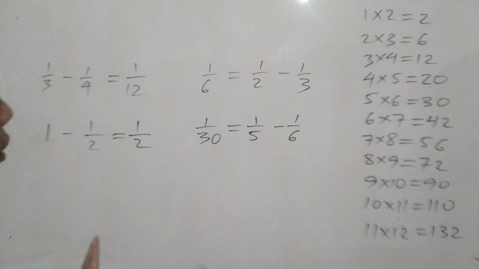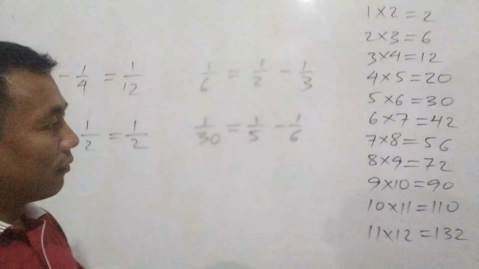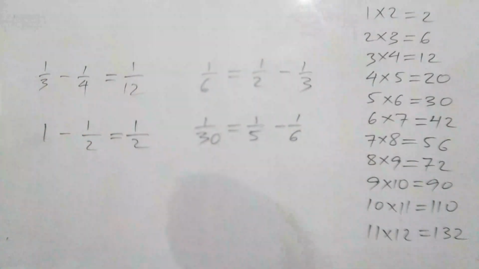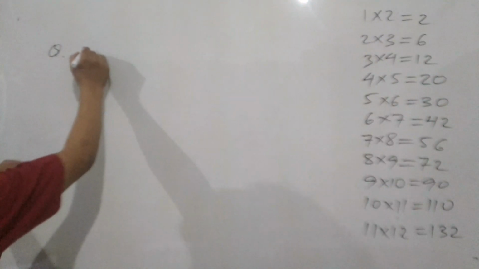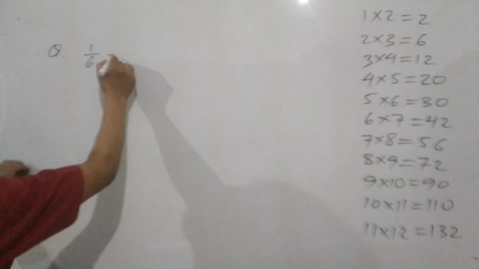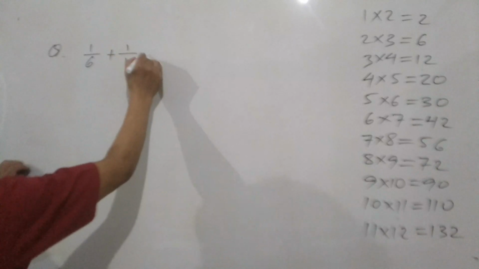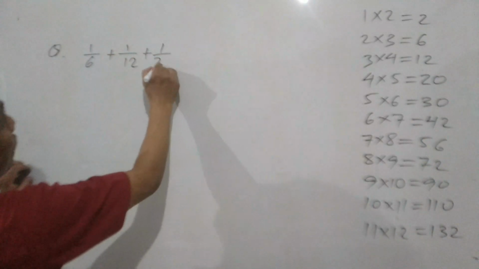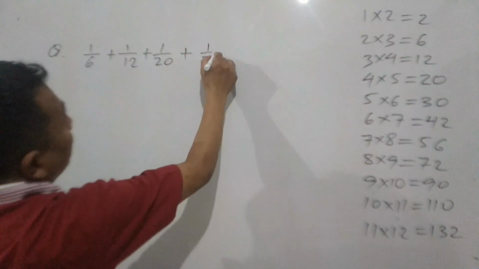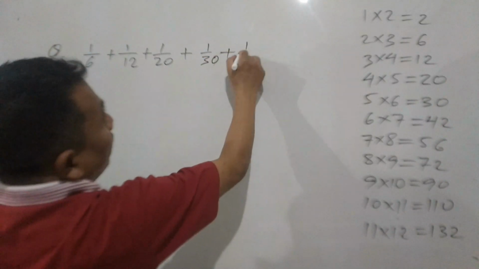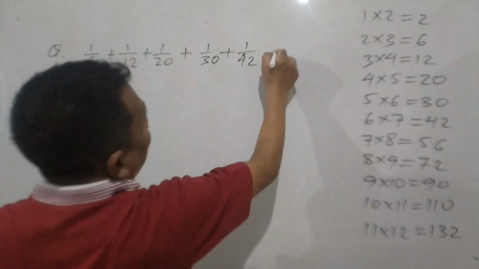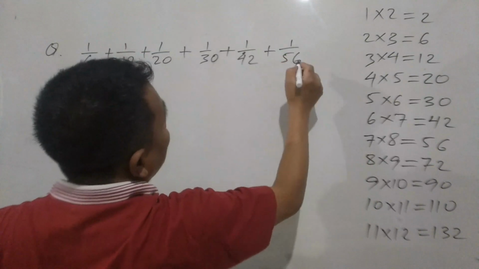Now, if we know this, we can solve the next question. I'll give you the next question. 1 by 6 plus 1 by 12 plus 1 by 20 plus 1 by 30 plus 1 by 42 plus 1 by 56.